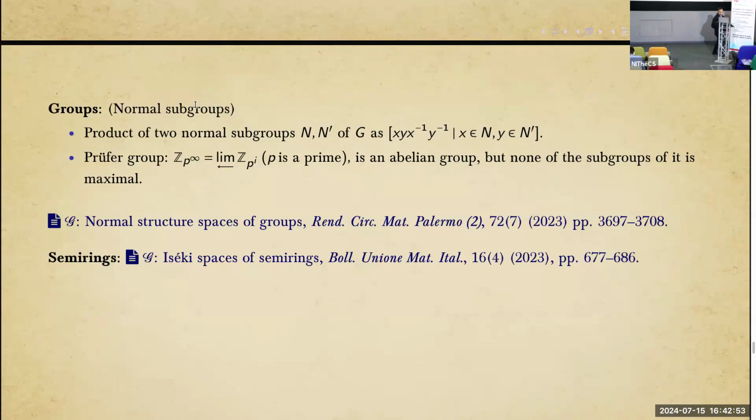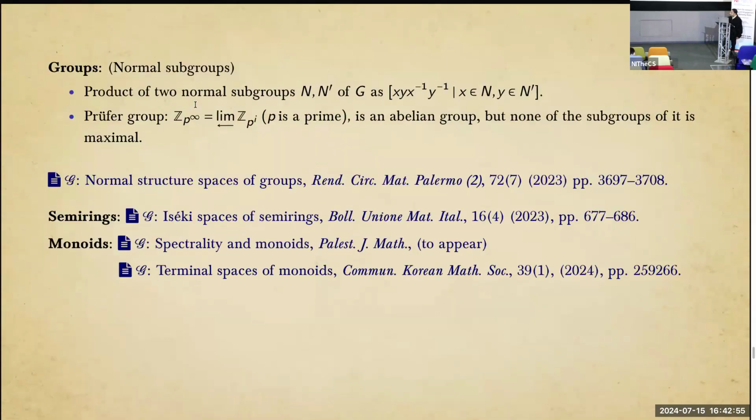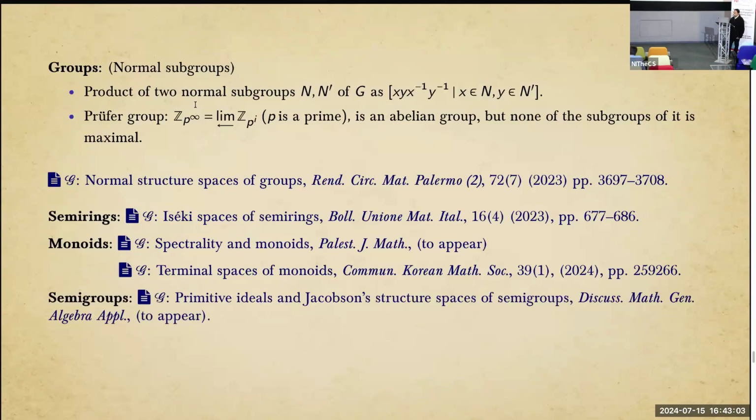And then you can do the same for monoids and consider both topological properties and spectrality. And you can even talk about semigroups and introduce different classes of ideals there if they are not there, and study the topological properties there. So, are the subtractive spaces spectral?